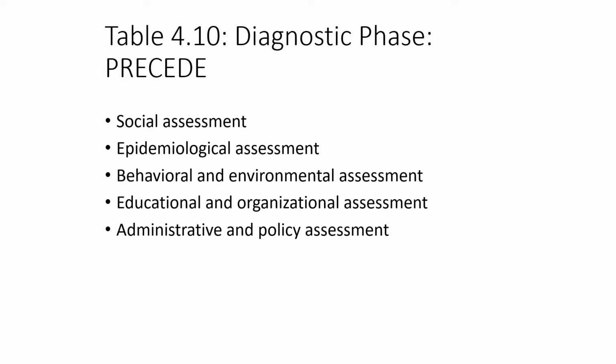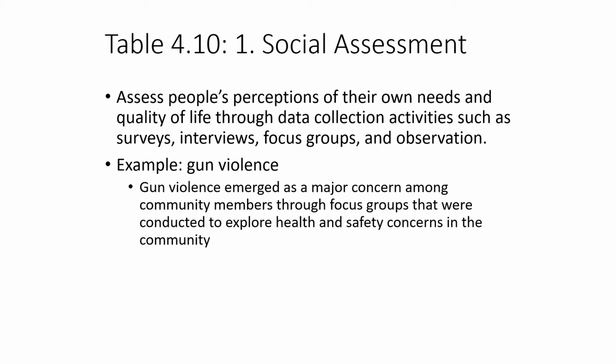behavioral and environmental assessment, educational and organizational assessment, and administrative and policy assessment to identify what needs to be done. So let's look at an example of gun violence in social assessment. In social assessment, we are asking about people's perception of their own needs and quality of life through data collection activities such as surveys, interviews, focus groups, and observation. Looking at gun violence, it emerged as a major concern among community members through focus groups.